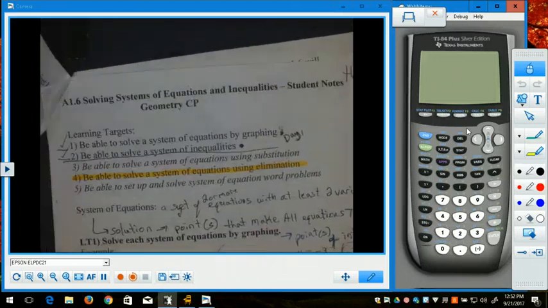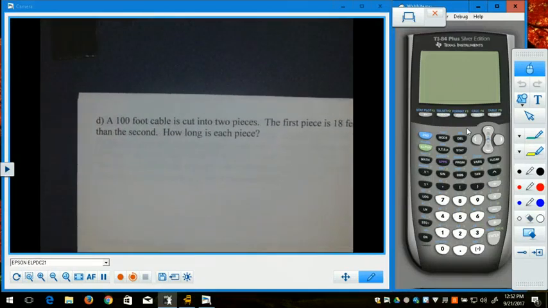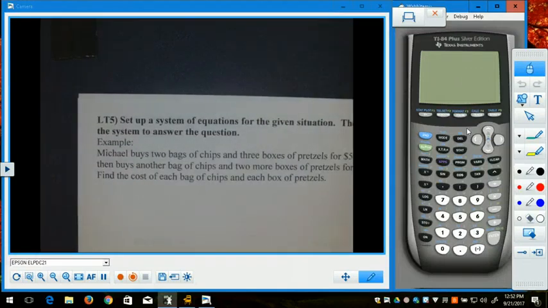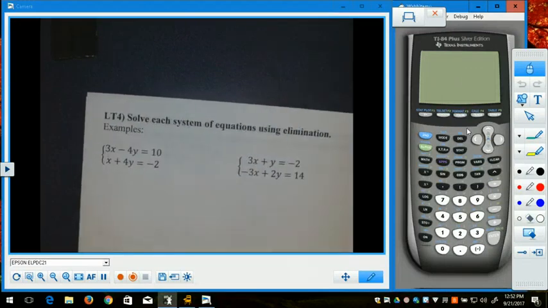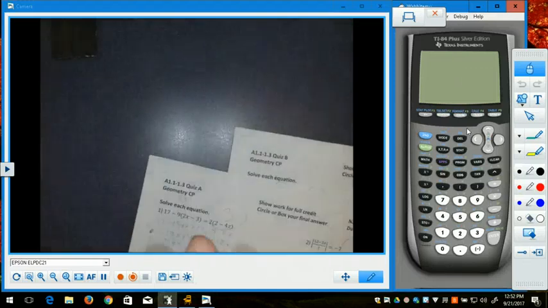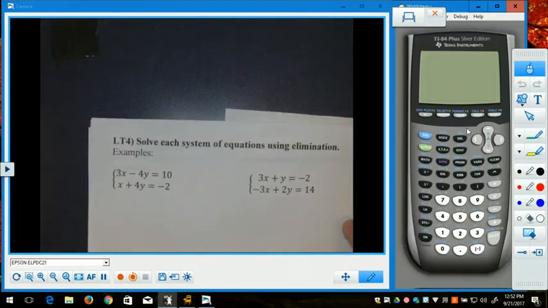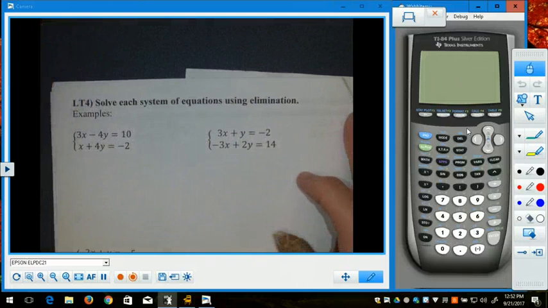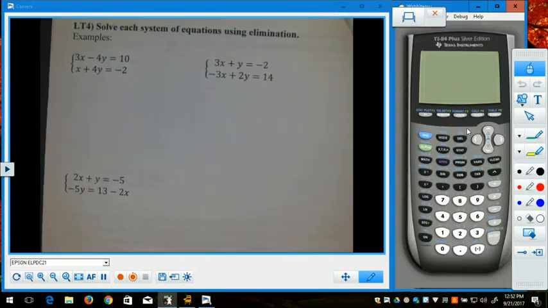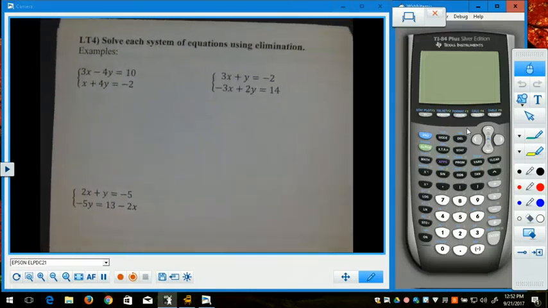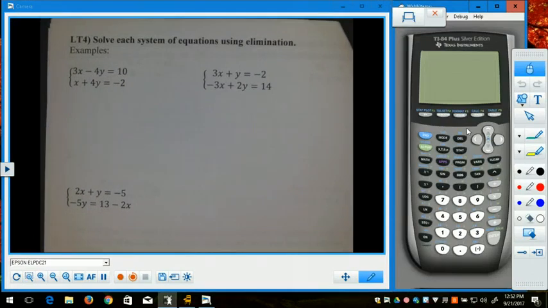Before we jump in, it would be better for you to flip backwards. The very last page has letter D, and you can see Learning Target 5. You're going to flip backwards till you see Learning Target 4, solving each system using elimination. We have several examples to go over, but before we get to those, I would like us to go over just some basic things.